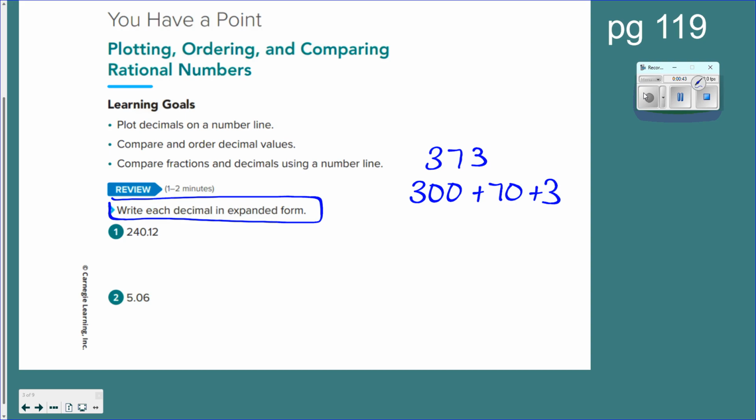Tell me how to do number one. The entire thing? Yep. 200 plus 40 plus... no, it's not 0.1, it's 1/10. 1/10 plus 200. Exactly. Do I need to put the 0 that was in the ones place? No. Is it wrong if I do? Yes. No. Because the 0 isn't going to change the answer.